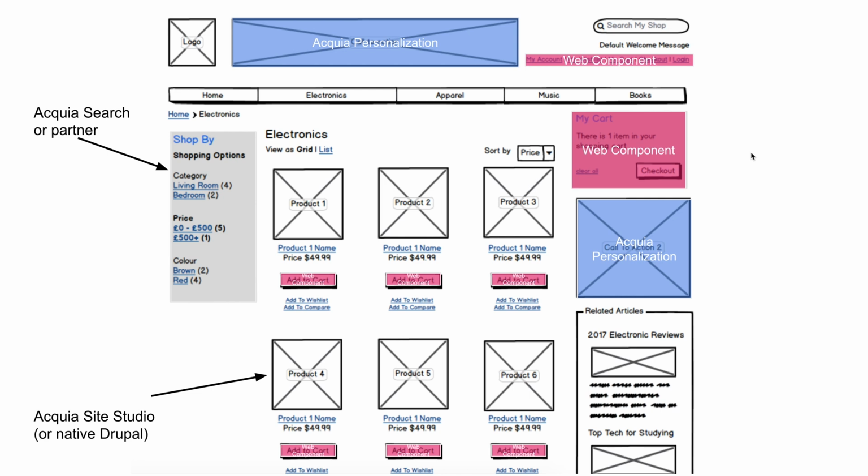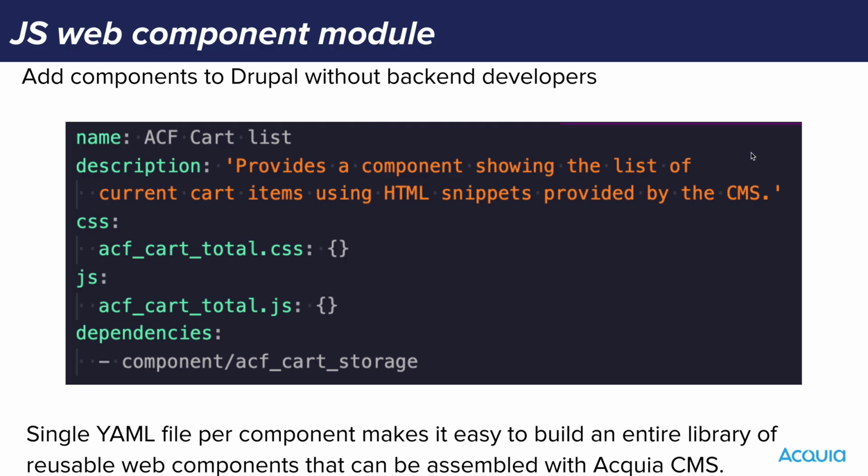The great thing about this is you can also use Acquia Search to power the entire catalog, and you don't lose any of the functionality, any of the tools that come built into the system. So how do those web components work? Well, there's a module in the CMS called the component module. What it does is it allows a JavaScript developer to write a simple YAML file, as the one you see here. This allows that component to be auto-discovered and imported into the system without any extra work.